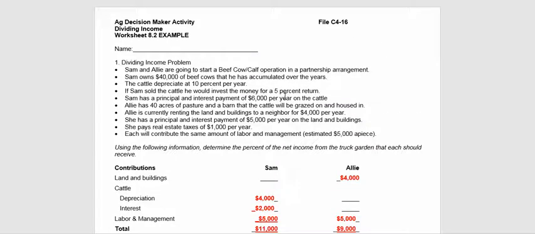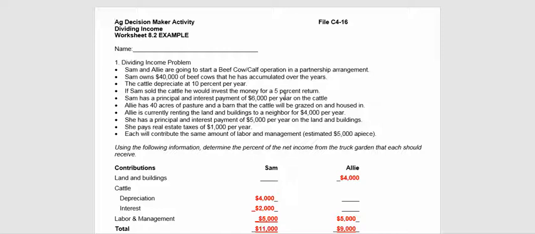Today we're going to take a look at example worksheet 8.2, dividing income. In this scenario, we're looking at a partnership with two people. They're looking at establishing a beef cow calf operation, a joint beef cow calf operation.